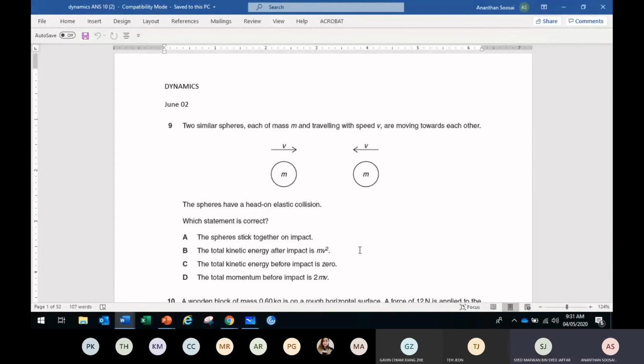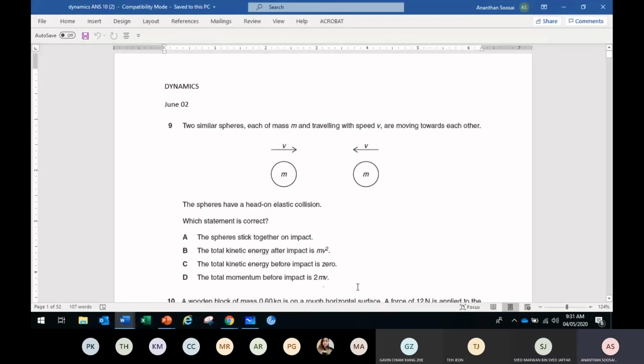Okay. C is wrong. Can you give me the correct answer? Anyone? The total kinetic energy before impact is 0. Is it 0? It's mv squared, right? It's still moving, both of them moving. So the correct answer for C is that the total kinetic energy before is mv squared.